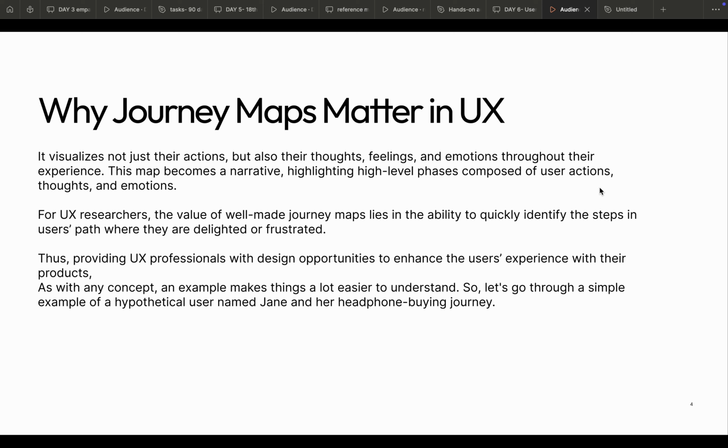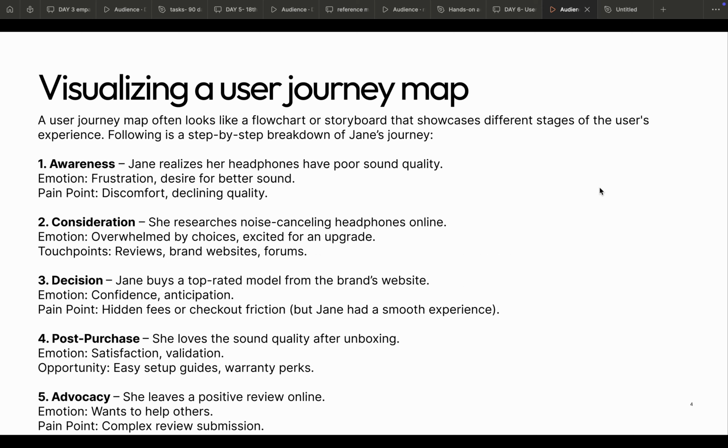So, with any concept, an example makes it a lot easier. We are just having a journey example, so that could make it easier for you to understand. There is a user named Jane and her headphone buying journey. We'll also look through that. So first, let's visualize her journey map. It would be just like a flow chart, or a storyboard, where she takes each step by step.